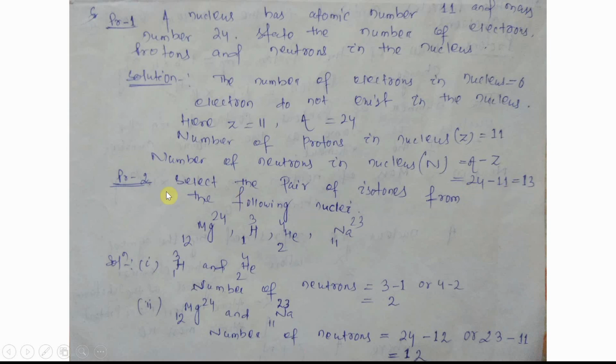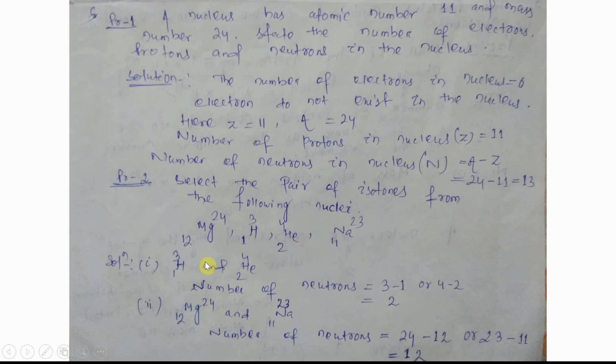The next problem is like this: select the pair of isotones from the following nuclei. Here different nuclei are given: magnesium 12 24, hydrogen 1 3, helium 2 4, sodium 11 23, and you have to choose the pair of isotones. First you have to remember one thing: what is an isotone? Isotones are the elements having the same number of neutrons. So you have to choose which elements have the same number of neutrons.